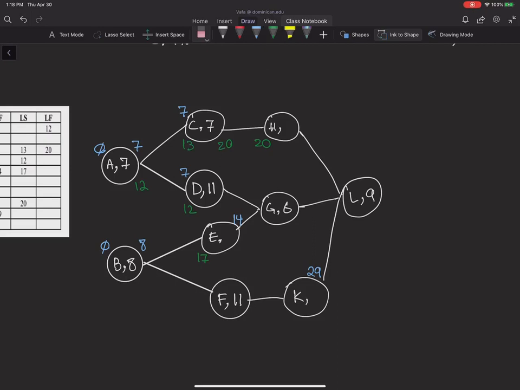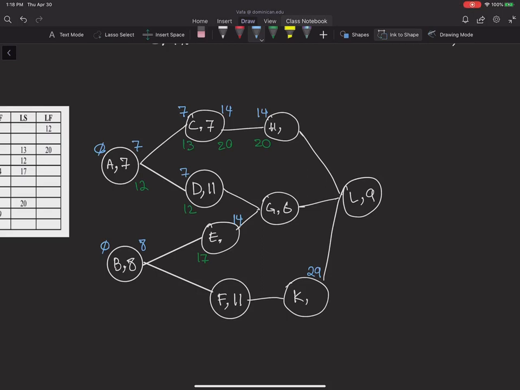Okay. Now, what else can I find? So now that I know the duration of C, I can find the early finish as well. So 7 plus 7 gives me 14, and therefore I know that the earliest start for activity H is going to be 14. Okay. Now, for now, I cannot do anything else beyond this point at H.